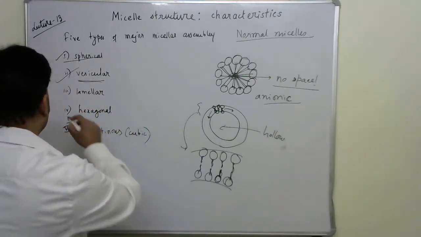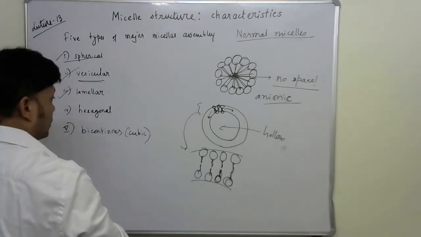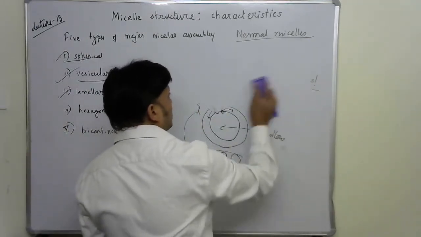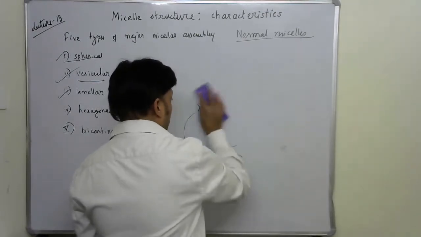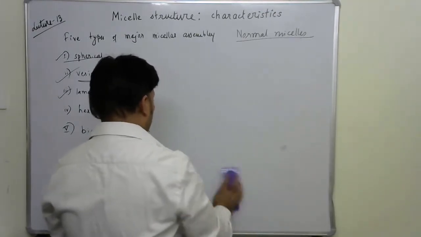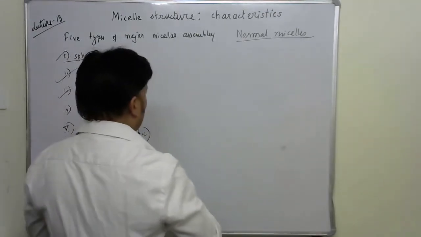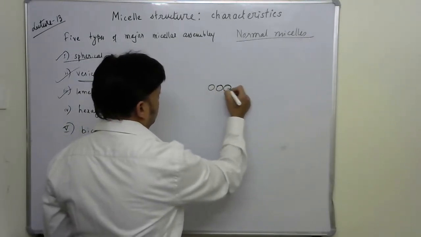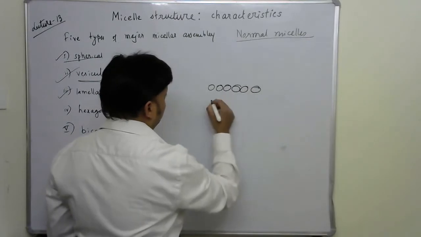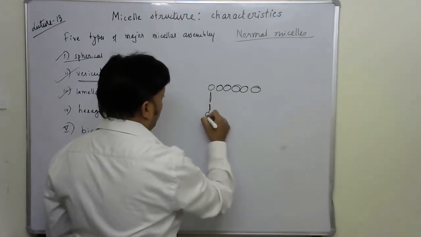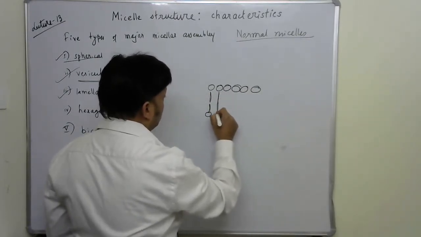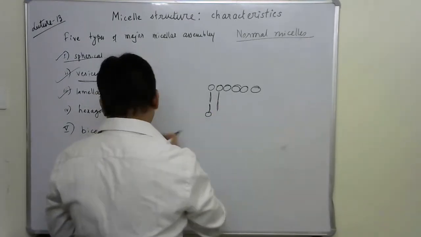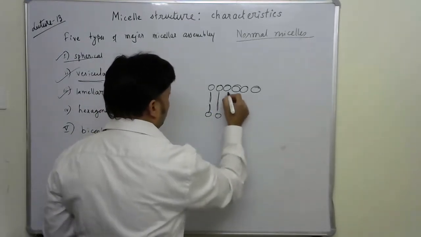Anyway, so next we go to the lamellar structure. So this is vesicular structure, this is spherical structure, and we are discussing the normal micelles. So in the lamellar structure, the shape is almost a sheet-like structure. So you can extend the vesicular structure in a two-dimensional sheet, then it will become a lamellar structure. So something like that.